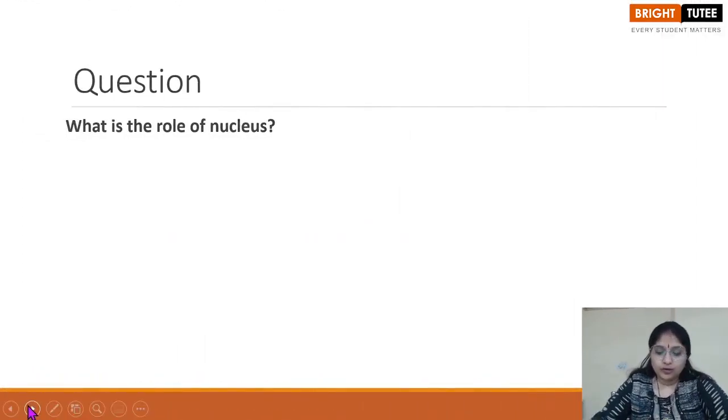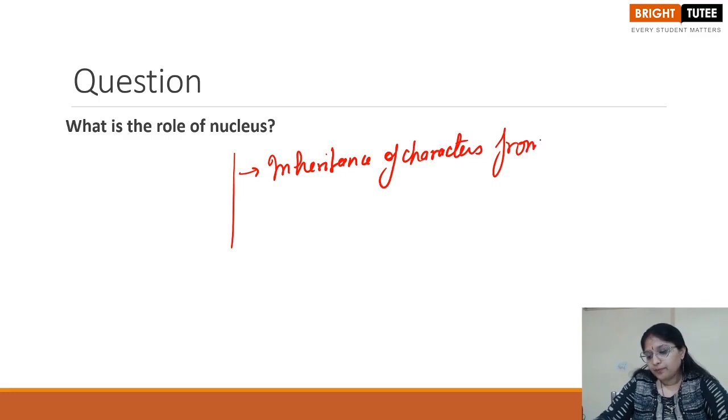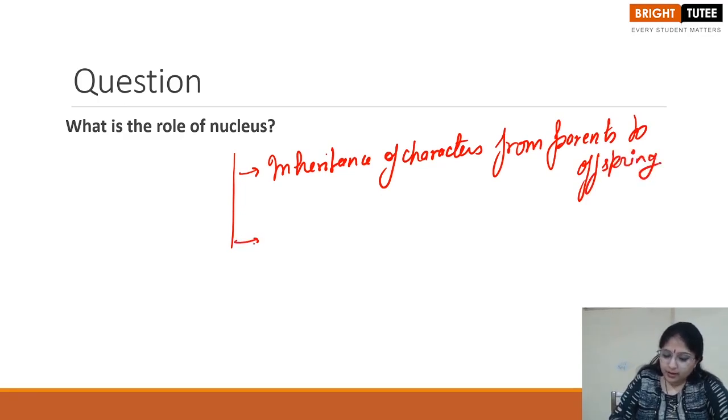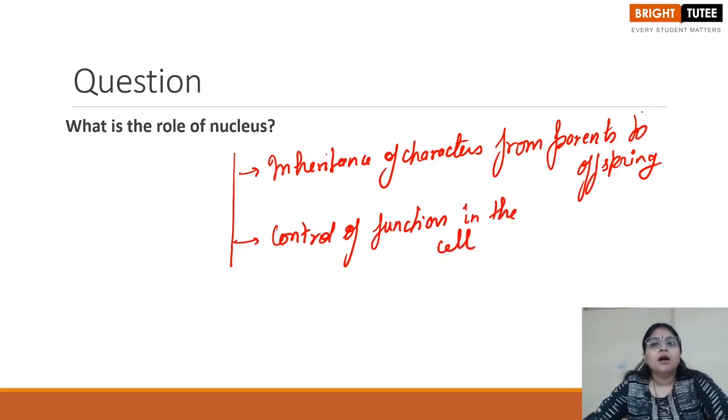What is the role of the nucleus? So there are two important roles. First, it has a role in inheritance of characters from parents to offspring. Then the second important role is that of the control of functions in the cell. So what kind of function will be seen in the cell? Nucleus acts as a control center and controls all the functioning that is present in the cell.